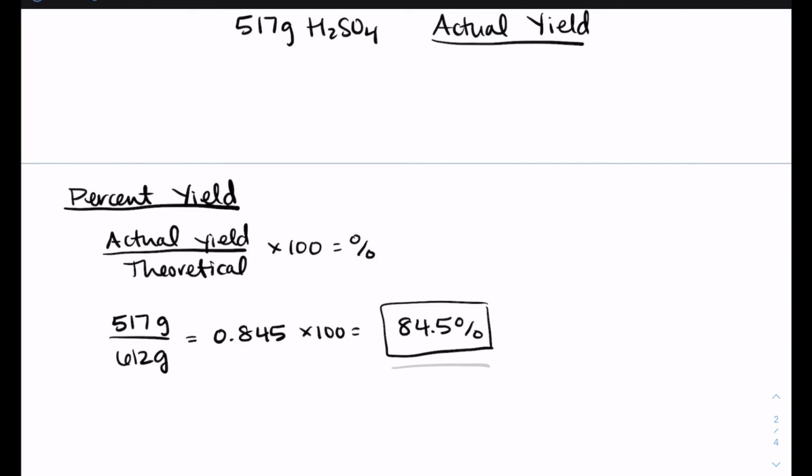Now, it means, right, just like with grade percentages, a percentage yield in a reaction is not a sign of your moral fortitude or anything like that. It's just saying, compared to the 100% perfect day, how did I do? And in this case, 84.5%, that's pretty fantastic.